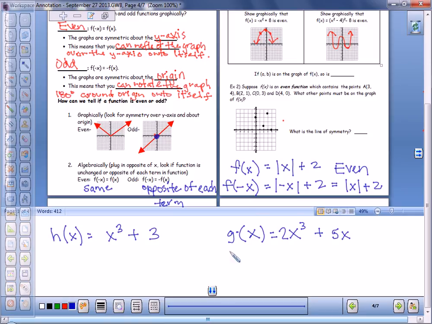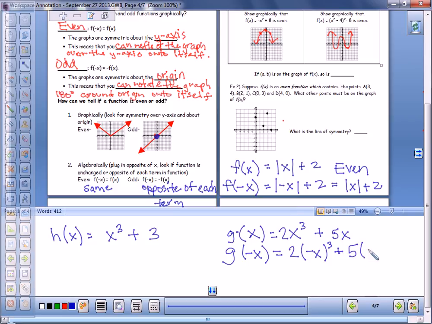Alright, here's our second one, g of x. If I plug in negative x, when we plug it in, we have to put it in grouping symbols. This one was already in absolute value bars, so I didn't need parentheses. This one has to go in parentheses because x was cubed, so when I plug in, negative x has to be cubed. Well, this leads us to a nice little reminder discussion.